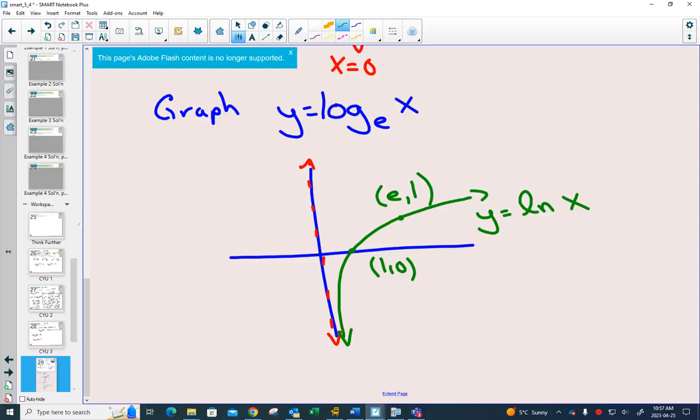What do you call it in German? How do you say natural? How do you say, like logarithm is going to be very similar. So how do you say natural in German?